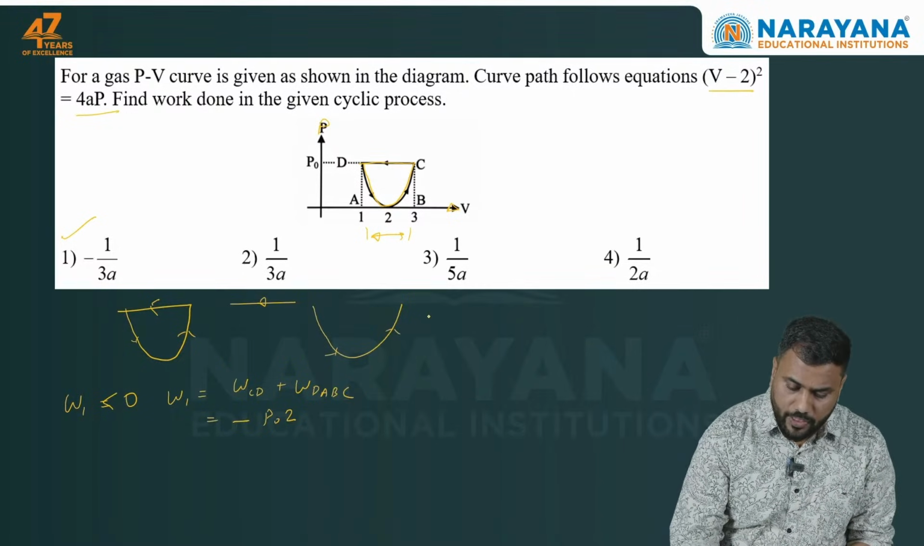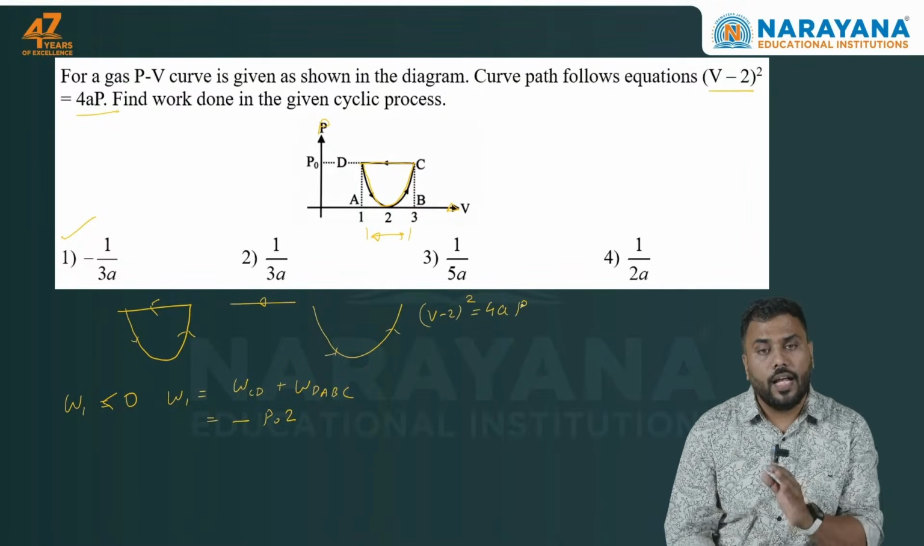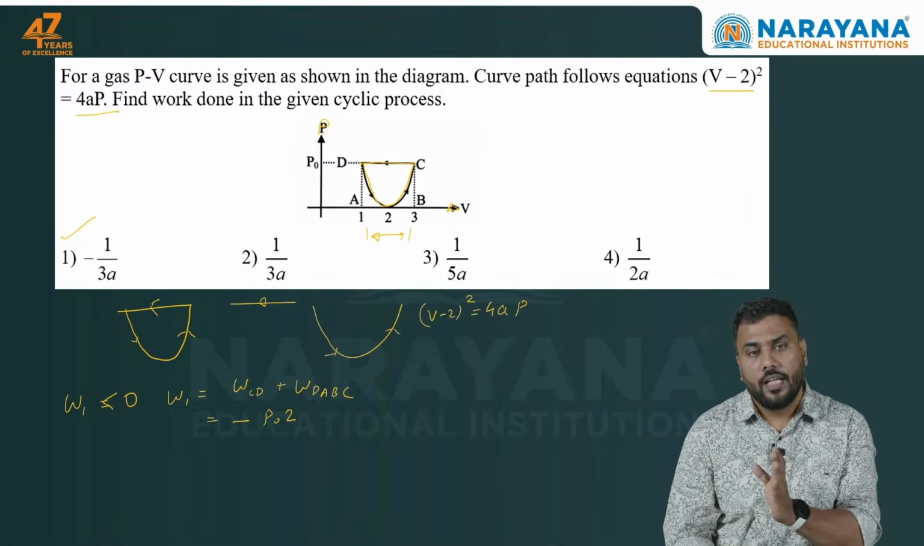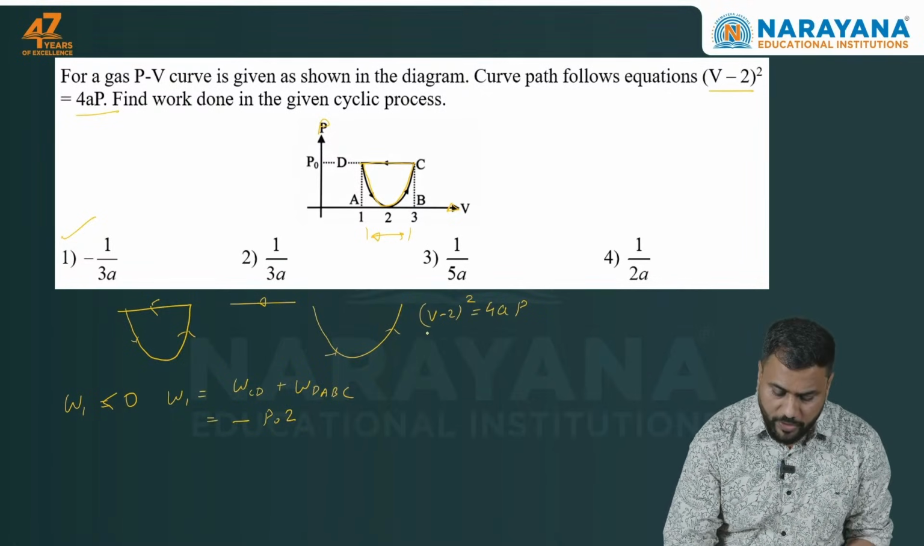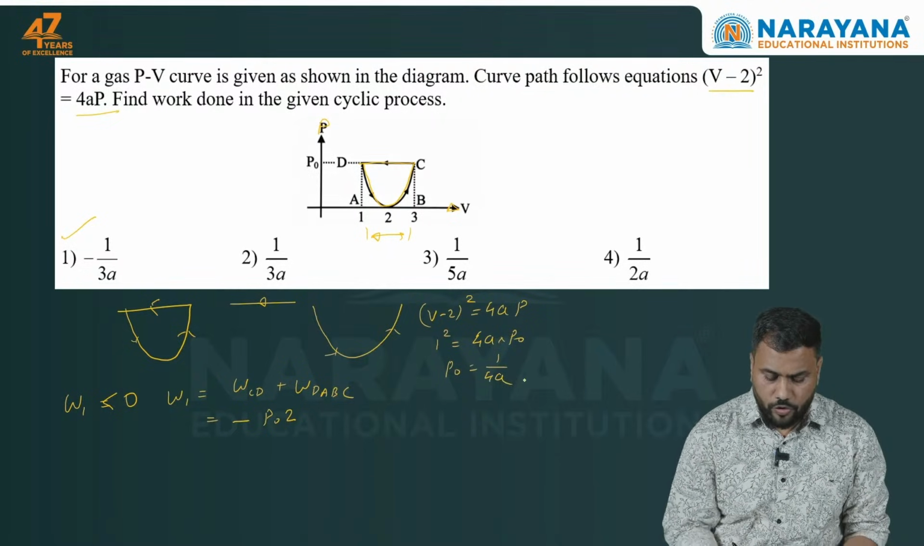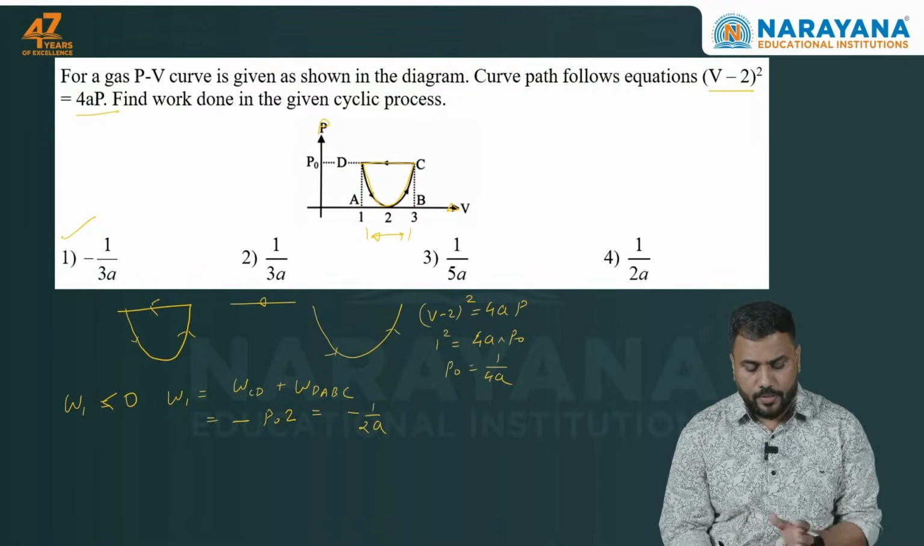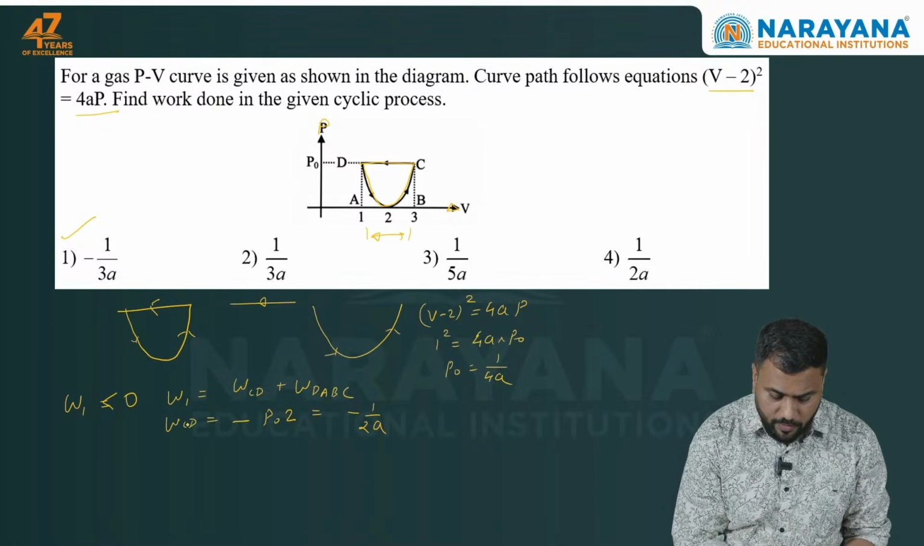So we can use the equation which is given to us. V minus 2 whole square is equal to 4AP. The pressure when the volume is 1 or 3 is given by P naught. So if I just put the volume as 1 or 3, I will get 1 square, which is nothing but 1, is equal to 4A into P naught. So P naught is nothing but 1 upon 4A. So the value of P naught is also known to me. So if I substitute this here, this is minus 1 by 2A. This is not the complete work done. This is work done from C to D.